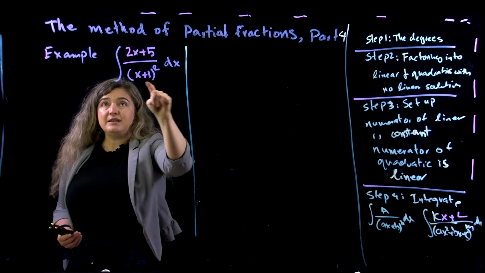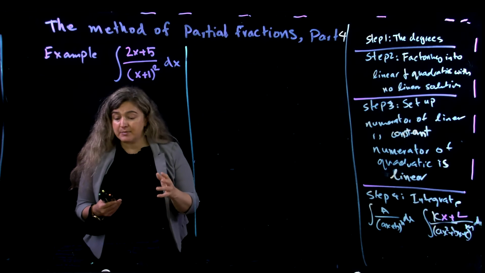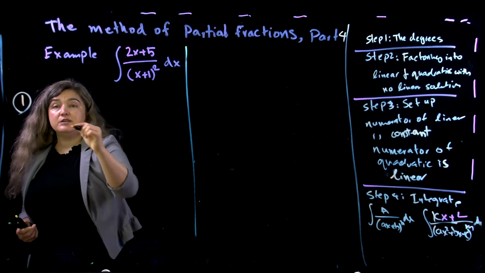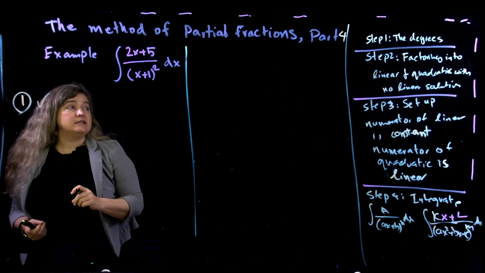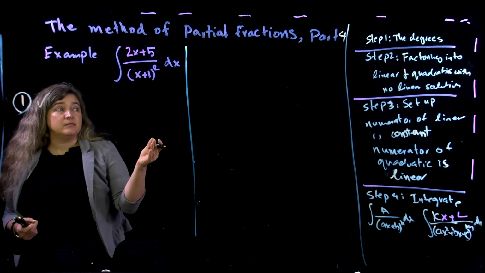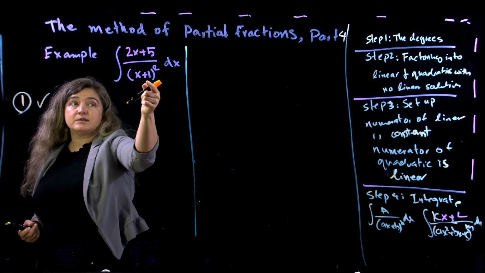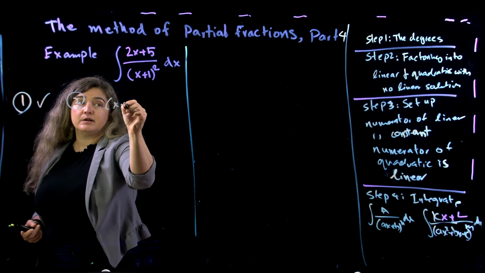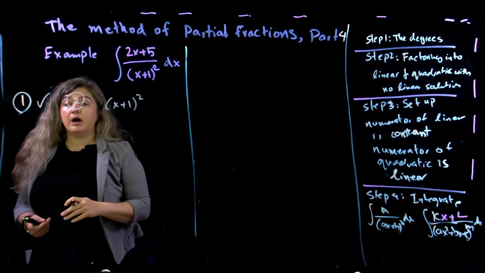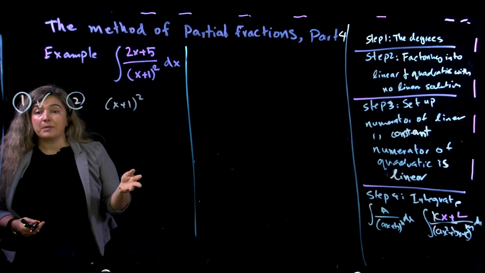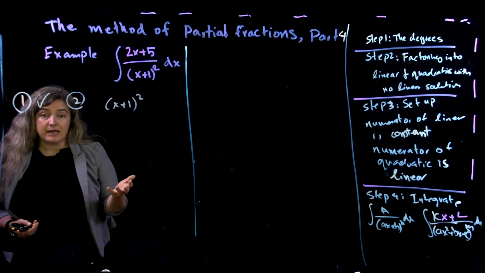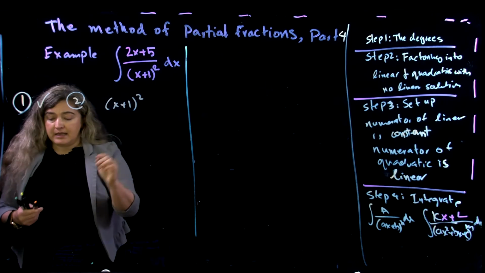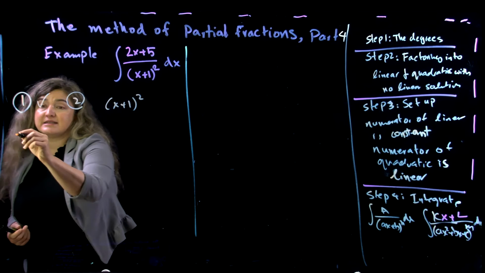And so in this case, the first step is already done. The degrees are matching. And then the second step is also done, because I see the denominator is x plus 1 to power 2, and that's the format that I want. It's all linear and to a power, basically. And then step 3 is the setup.